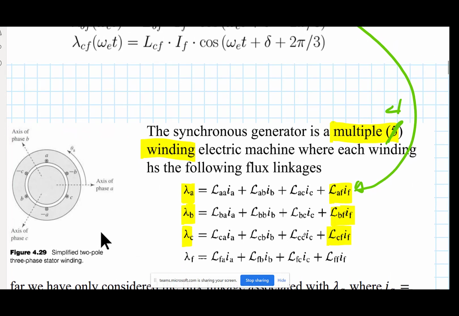scripted version of L_AF. That actually has a position dependency in it. Some of these L's, it looks like this kind of a handwriting L. That's the way they do it in the textbook. Some of them have rotor position dependencies and some of them don't. Well, in reality, it's just this one.